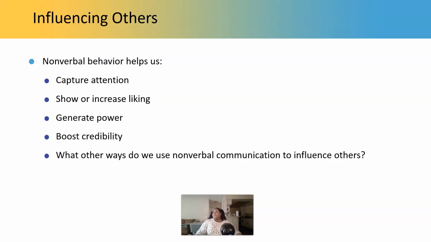So we can use nonverbal behavior to capture attention and show liking. For example, we're going to talk about oculesics in a minute. Prolonged eye contact demonstrates liking. We can also generate power with nonverbal communication: standing up tall and straight, and having a strong, consistent tone in your voice are some ways to indicate power. You can also boost credibility nonverbally.